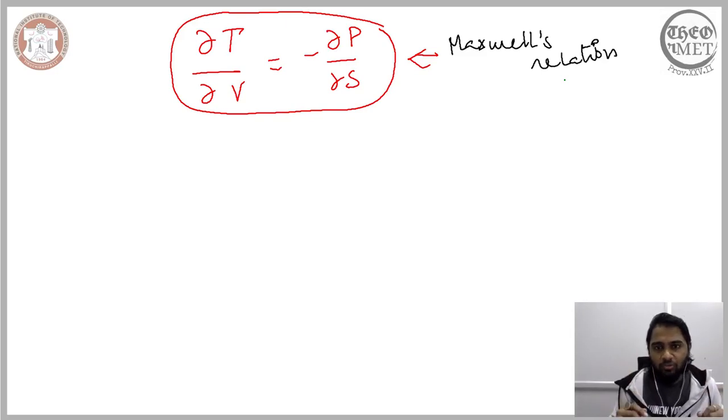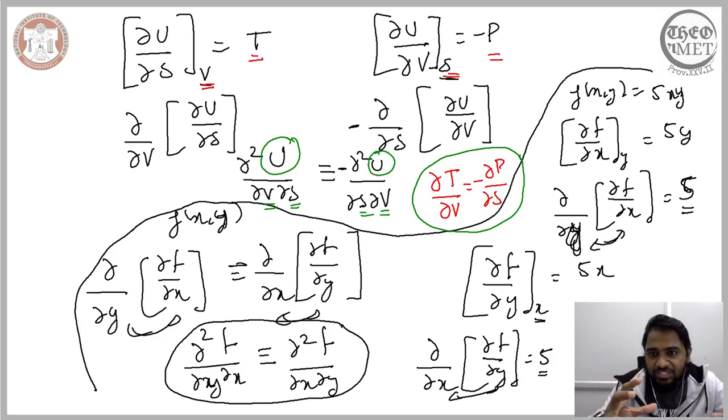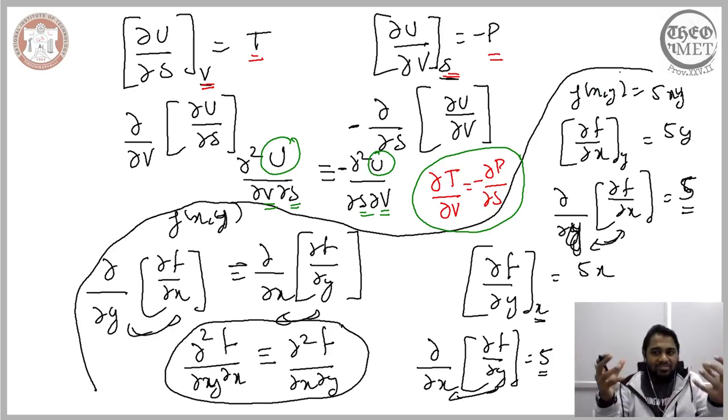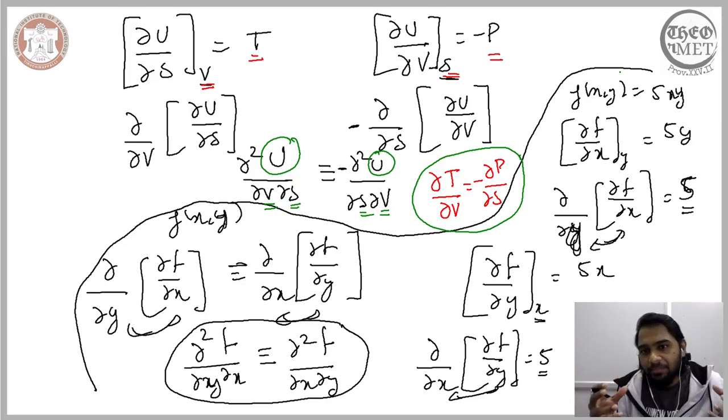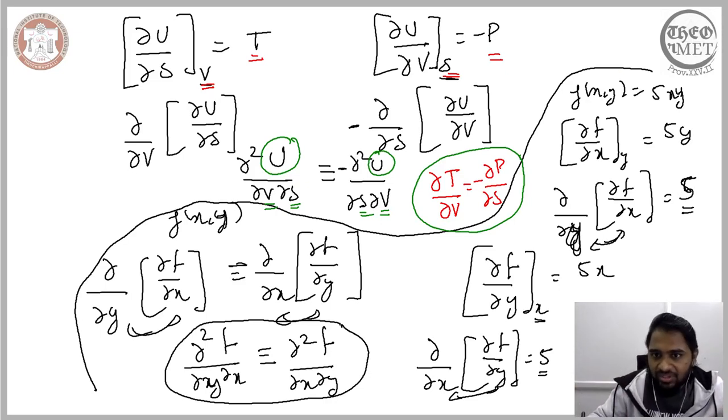A rather generalized expression for Maxwell's relation can be considered by this f of x function here. A straightforward, easily understandable proof of Maxwell's relation is given by this example. If you begin by considering a function that comprises x and y, and you take the second derivative of this f function, and then you observe the equivalency.